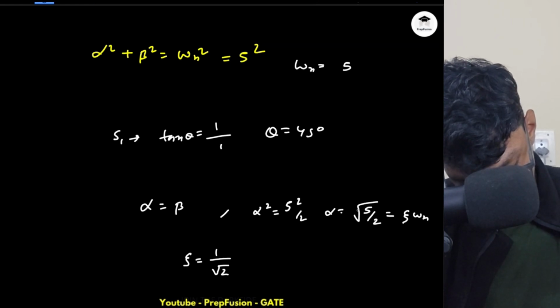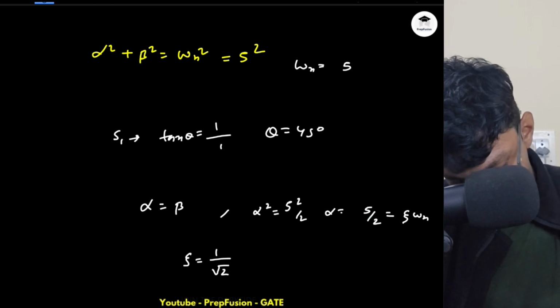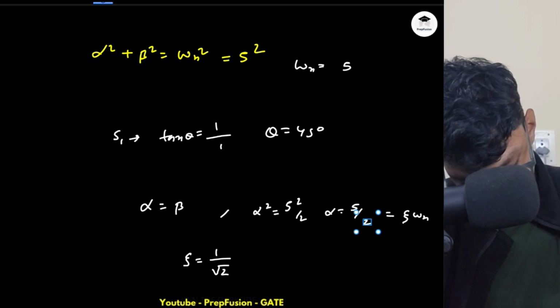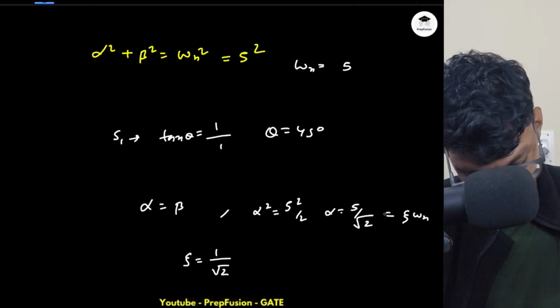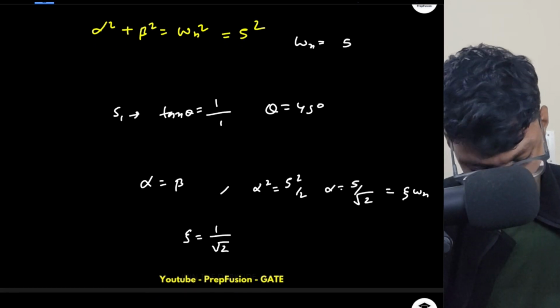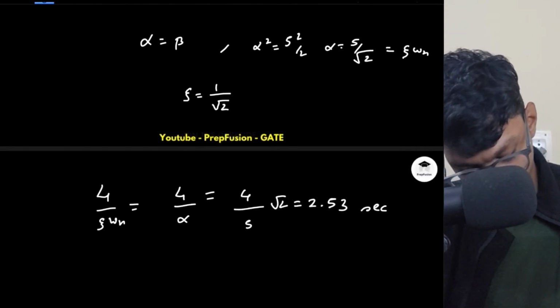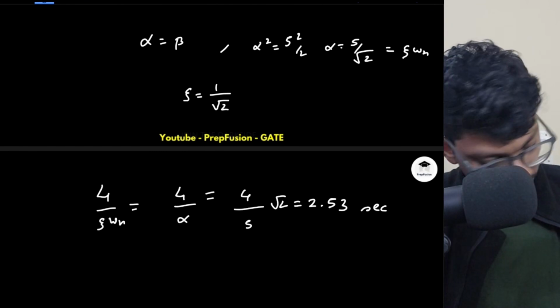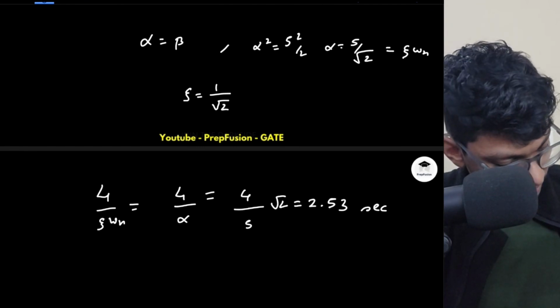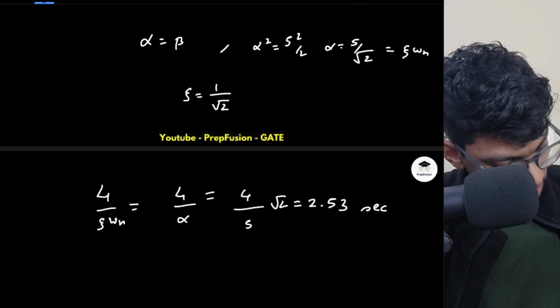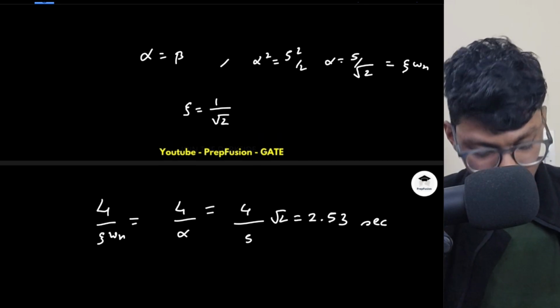So this will be 5 by under root 2, because I thought option 1 was supposed to be the correct answer. So from here, zeta is 1 by root 2, that will not change. This will be 4 by 5 into under root 2. If I multiply 4 by 5 into under root 2, it comes out to be 1.13, which is correct.